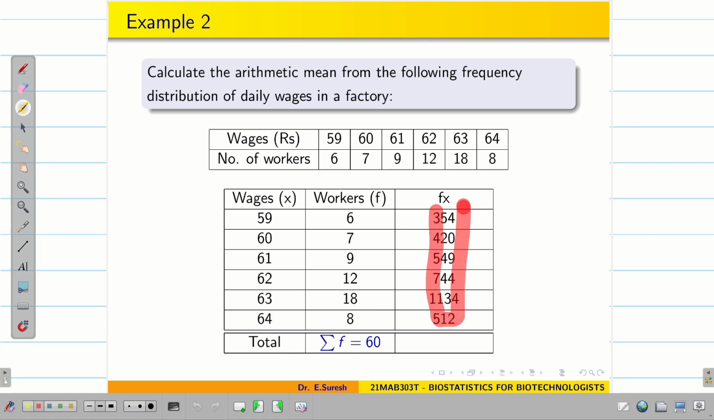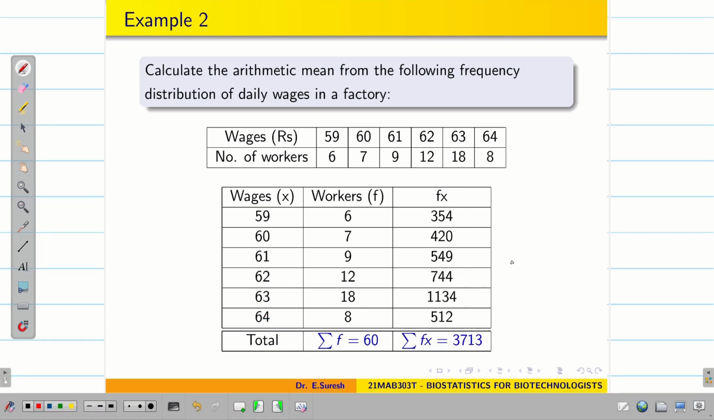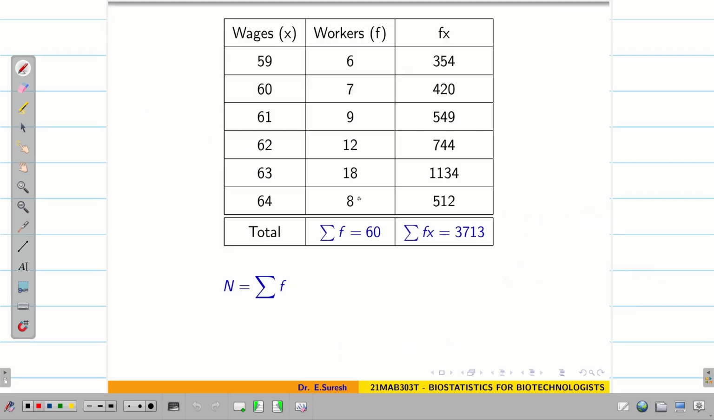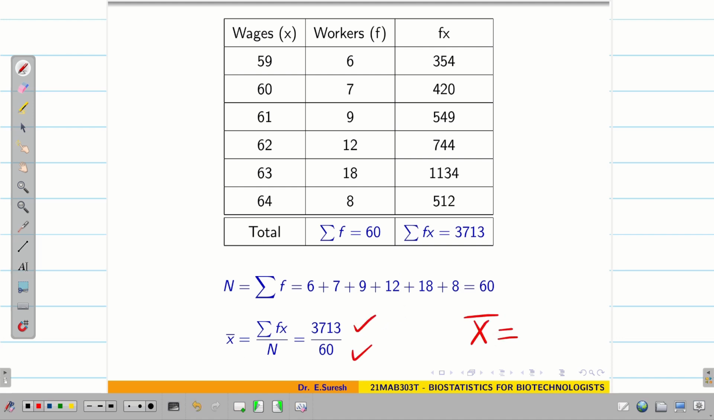Now add all the elements in fx and you get summation fx value is 3713. We know summation f is 60. Now just enter these two values in the formula. Therefore, my x bar is equal to 61.88. Hope you understand, students.